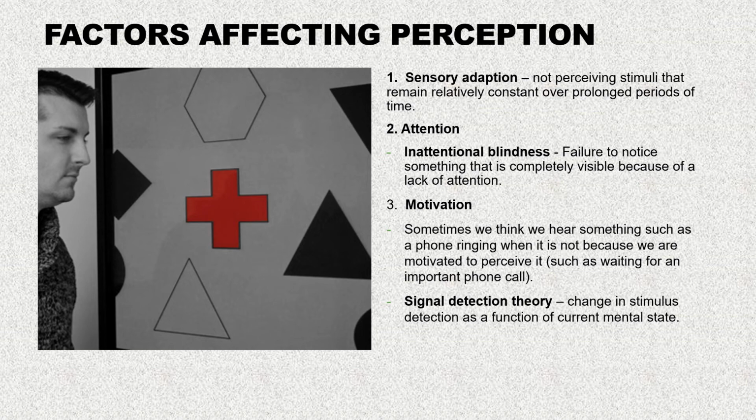For example, sometimes we think that we hear something like a phone ringing when it's not because we're motivated to perceive it. Maybe we're waiting for an important phone call. Have you ever found yourself noticing things that other people don't? Maybe you notice a sound, you hear something that someone else doesn't. Perhaps there were factors about your mental state or your cognition that made you more sensitive and then required less stimulus intensity for you to notice that sound than the other person. This is what is called signal detection theory, where a change in stimulus detection is actually a function of our current mental state.